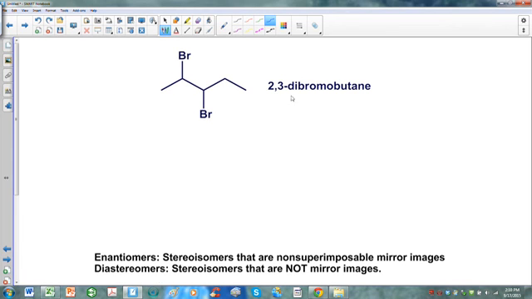So for example, 2,3-dibromobutane. If I was to ask you, how many stereocenters do you see in this molecule? Hopefully what you'd say is, well, there's one here, and you'd say there is one here.